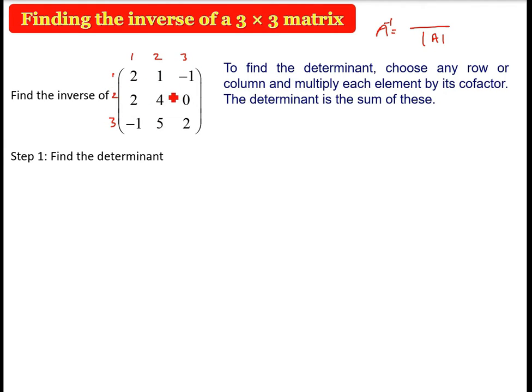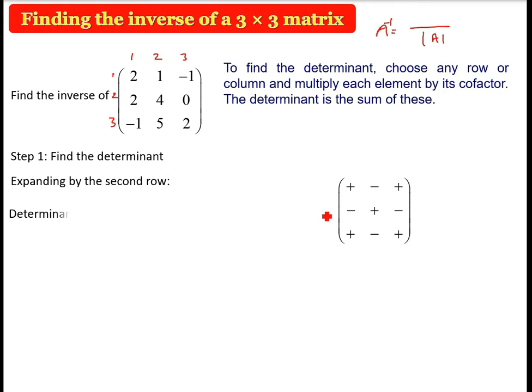Okay. So if you know how to find out the determinant, it is good. Otherwise, I'll just tell you in brief how to find out the determinant. We can expand it using any row, any column. So there are 3 rows, 3 columns. You can use any of these. For example, you are using, say, the second row. So the sign will be like this: first element, second element, third element.